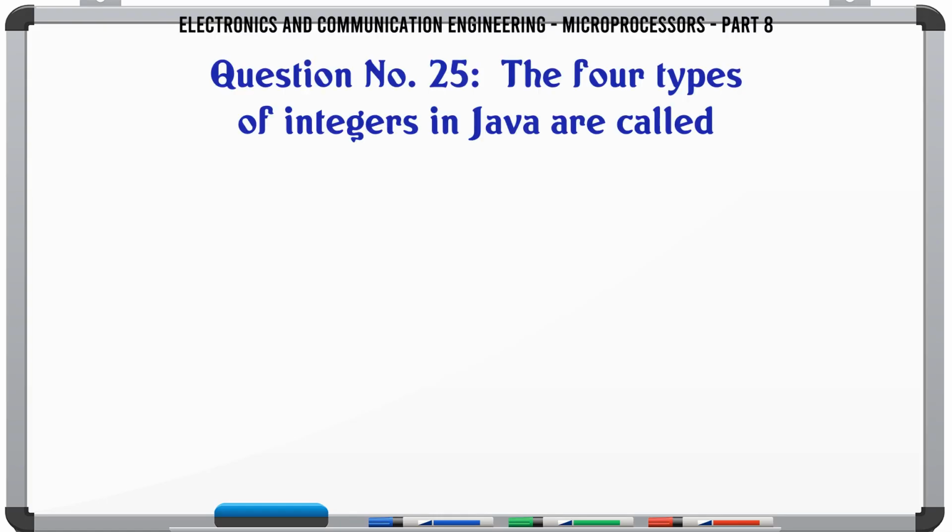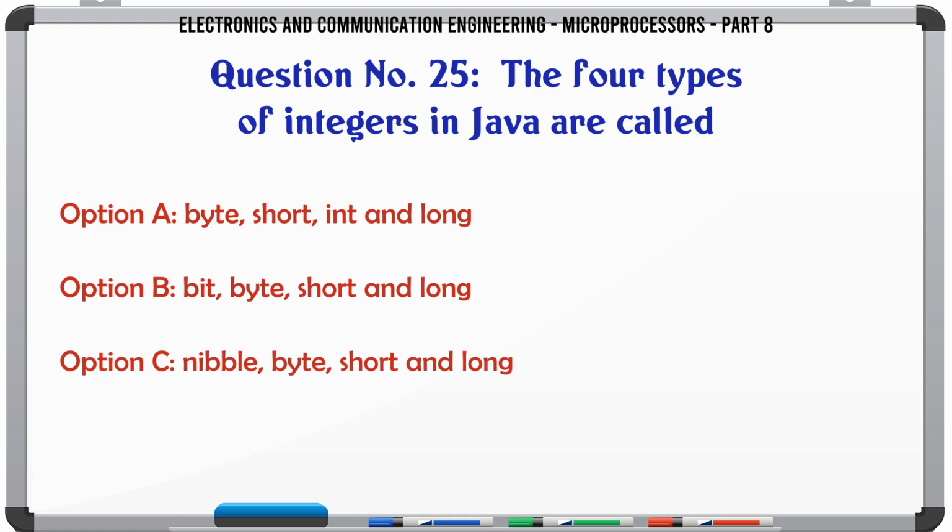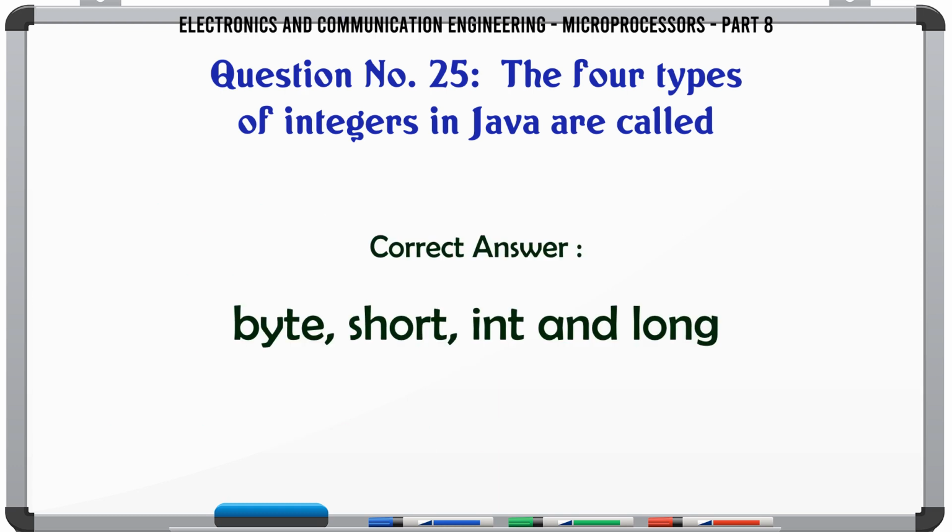The four types of integers in Java are called: A, byte, short, int and long. B, bit, byte, short and long. C, nibble, byte, short and long. D, nibble, byte, int and long. The correct answer is byte, short, int and long.